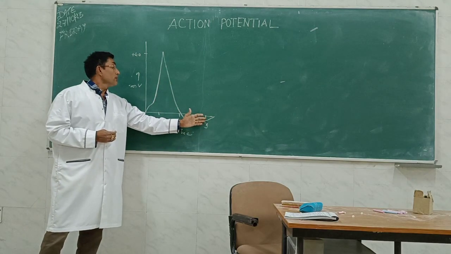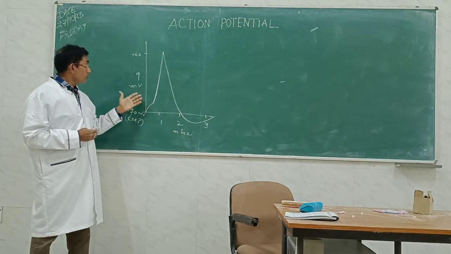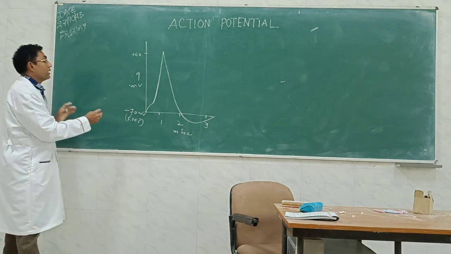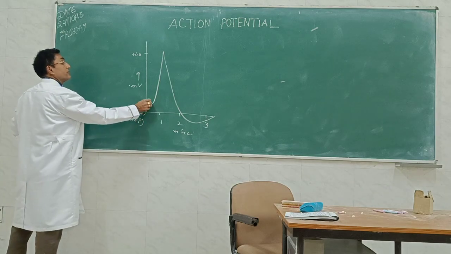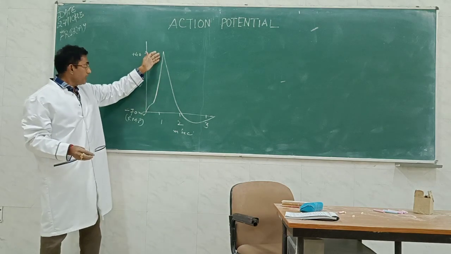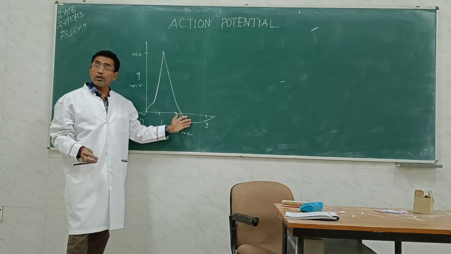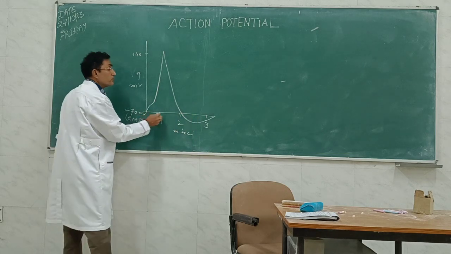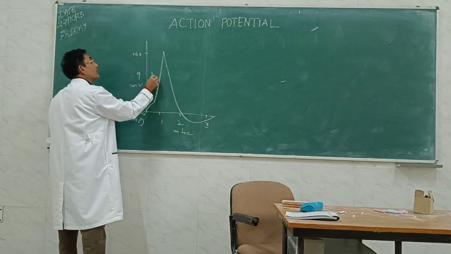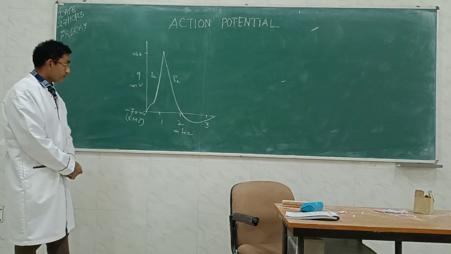There will be a repolarization. This is the depolarization going up. The polarity of the cell is altered. The polarity, which was minus 70 millivolt, is changed to plus 40. That is why we call it depolarization. And then again the polarity of the cell is coming back, so that is why we call it repolarization. The total duration is 2 to 3 milliseconds. So here it is depolarization, it is repolarization, and this is hyperpolarization.